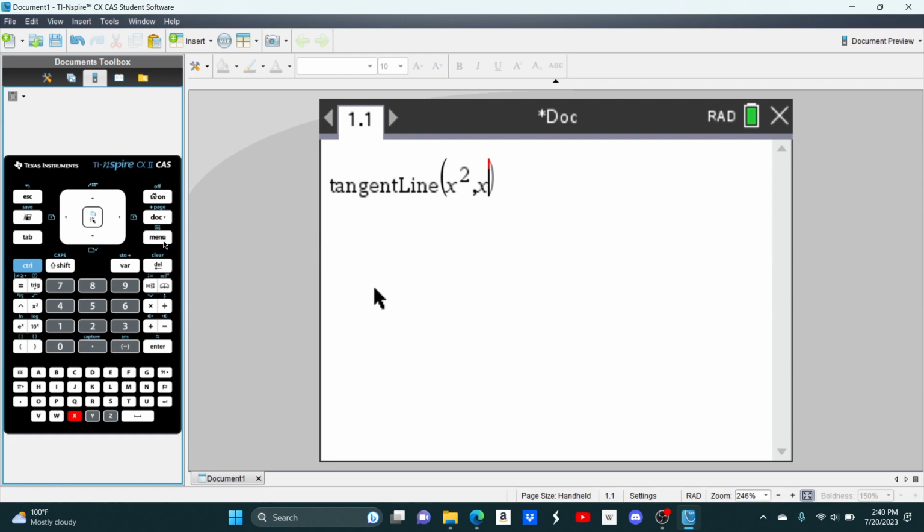This comma x is just like how you would see in the solver. It's just letting the calculator know, hey, I'm using an x here, so do this in terms of x. And then since we're trying to find what it is at x equals 3, type in 3, and it gives you the equation of the line. Normally you would have to do a point slope equation to find this, so the fact that this can do it pretty easily is pretty nice.